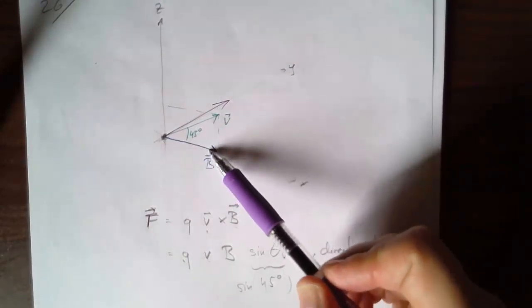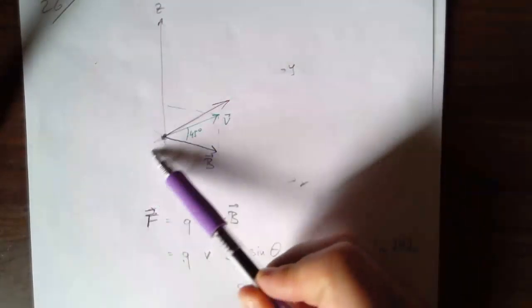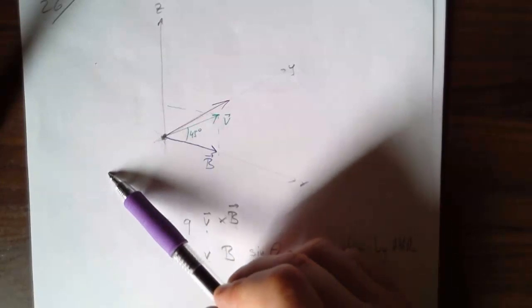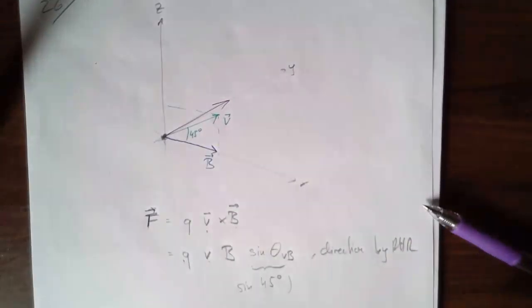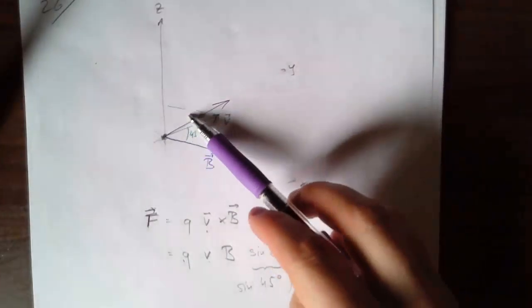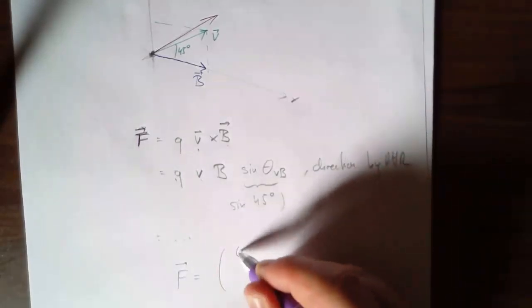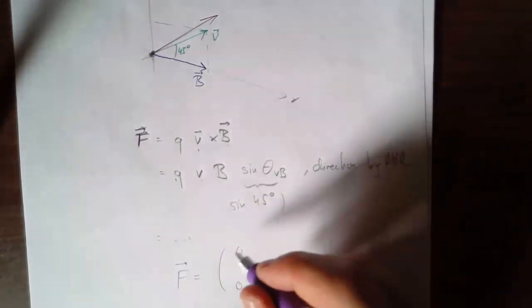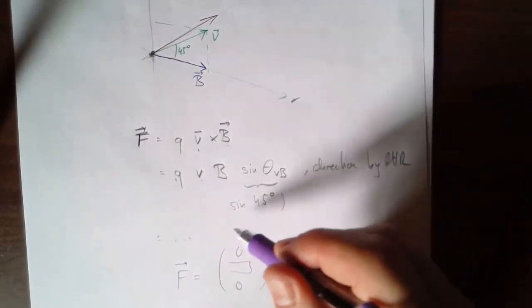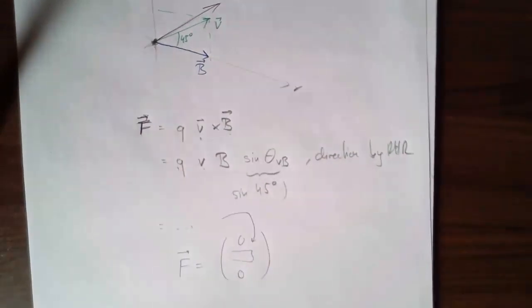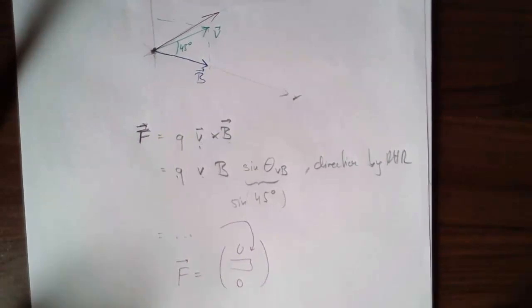Perpendicular to both, but is it this way or in the opposite direction? Well, right-hand rule comes to the rescue and tells us it's going to be in that direction. So whatever magnitude you work out there, your final answer, F, is going to be 0 in the X direction, 0 in the Z direction, and in the middle, you put whatever you got there. That's how you're going to write it as a vector in the end.